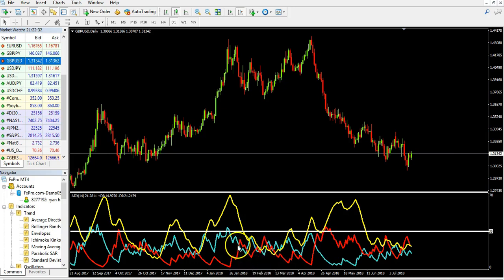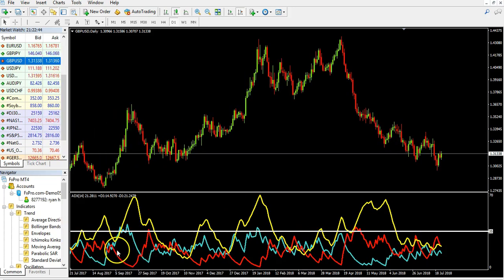Well, what people talk about is this: you should only trade, let's say for an uptrend, when the blue line is above the red line and when the ADX line is above 35, or whatever parameter that you want. So let's take a look at it.